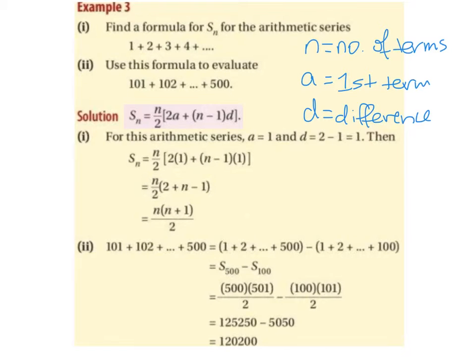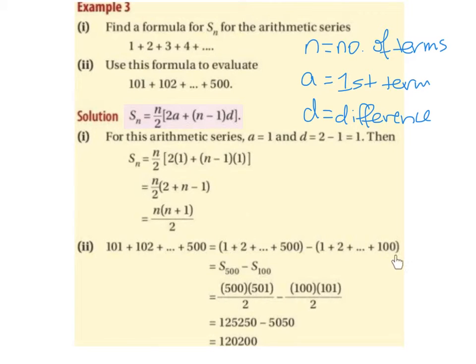So for part 2, we're going to use this formula to evaluate this. So 101 plus 102 plus ... plus 500 is going to equal 1 plus 2 plus ... plus 500, minus 1 plus 2 plus ... plus 100.